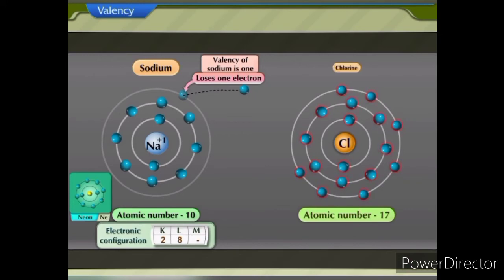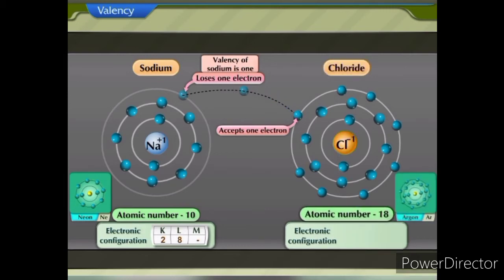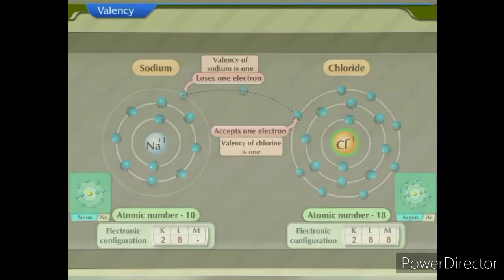The atomic number of chlorine is 17. So, its electronic configuration is 2, 8 and 7. It has 7 electrons in its outermost shell. Chlorine atom accepts one electron to form a negatively charged chloride ion having an inert gas configuration 2, 8, 8. Since chlorine atom accepts one electron to achieve the inert gas electronic configuration, the valency of chlorine is 1.